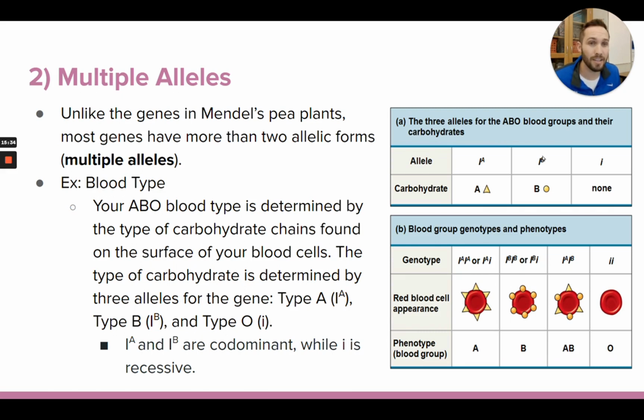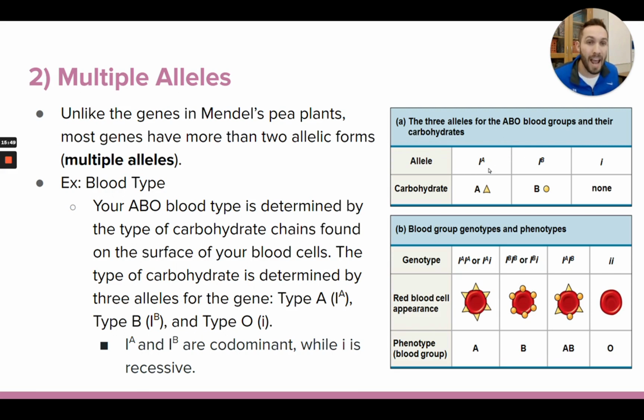Now, the interesting thing is, well, first of all, that there's three different alleles that exist. You only get two. Maybe you have two of these, or two of those, or one of each of those, or one of those and one of those. You only get two, but there's three. There's more than two options available. That's what multiple alleles is referring to.